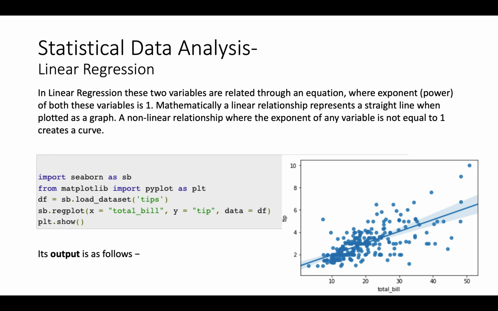In linear regression, there are two variables with a relationship and equation. Mathematically, a linear relationship is represented by a standard line in the plot and graph, and a nonlinear relationship is explained when the value is not equal to one. In this case we can use a function in the library to find the linear regression. Here we show an example to plot the linear regression. It is shown here.